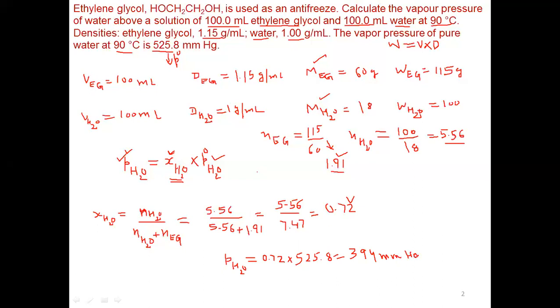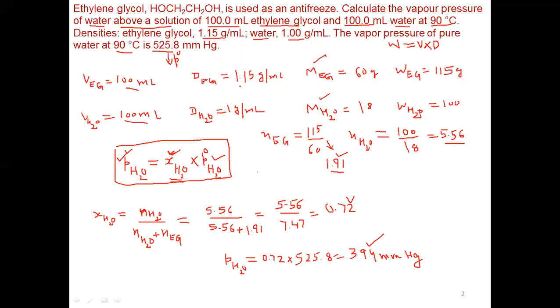Okay, so this is how we calculate the vapor pressure of water above a solution of 100 ml ethylene glycol and 100 ml water. So I will just revise for you. In order to calculate it, we had a formula from Raoult's law that the vapor pressure of any component is equal to its mole fraction in the mixture multiplied by its vapor pressure in pure state. So the vapor pressure in pure state we were given, 525.8. We just have to calculate the mole fraction, but we are given the volumes. So volume of ethylene glycol and volume of water.